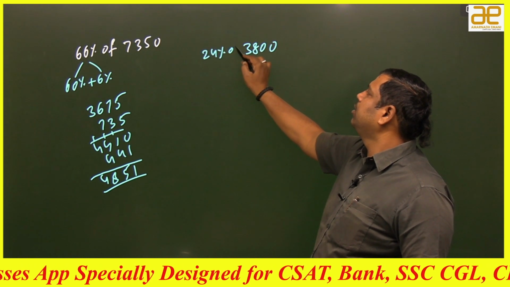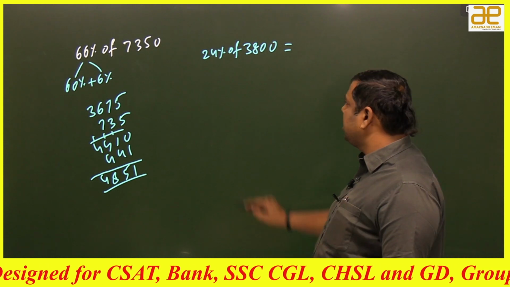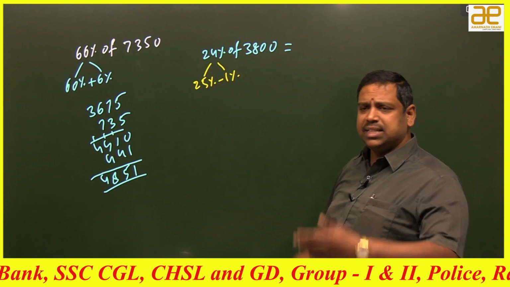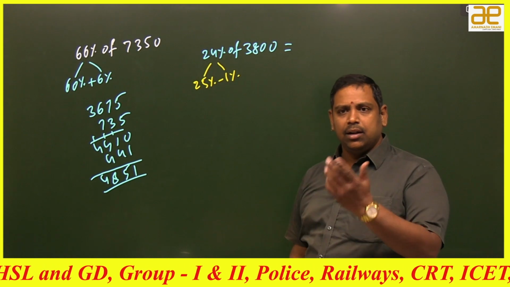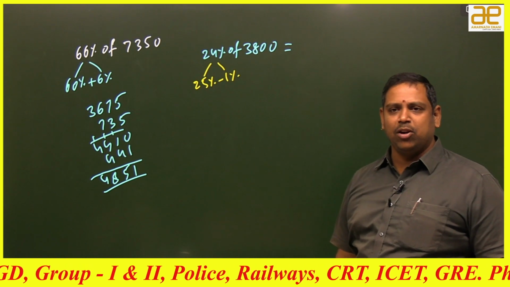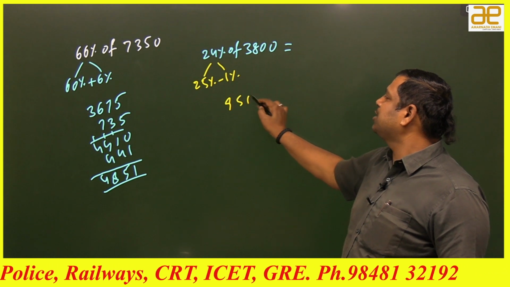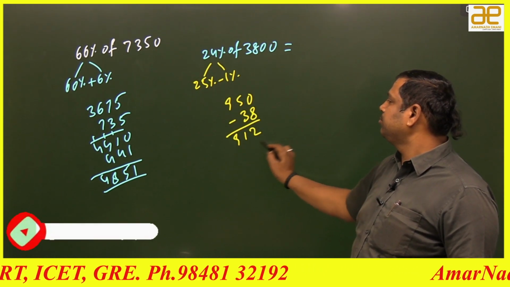Oh, most beautiful. 24% of 3800. Can I take it as 25% minus 1%? 25% means half of half. Half is expensive 1900. Okay, not cheap liquor. Okay, again half is 950. You have to subtract 1%. Is how much? 38. So 912.